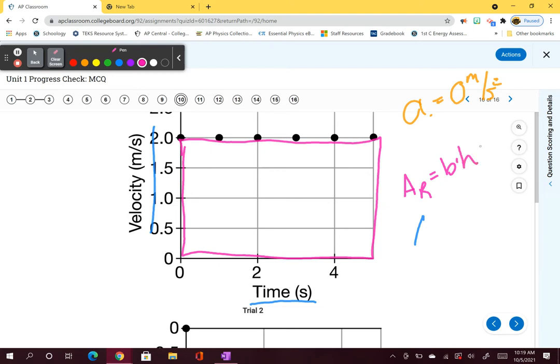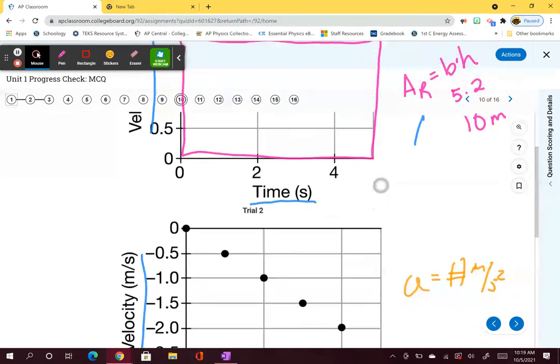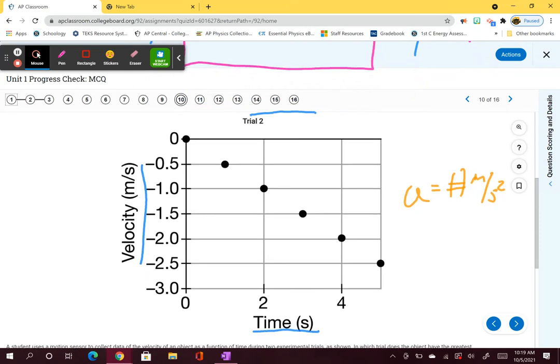So you just do your area of a rectangle is base times height. Your base is about 5. Your height is 2. So your area is about 10. So it's saying that that one traveled about 10 meters. This one, we have a triangle and a rectangle here. So we have two shapes.